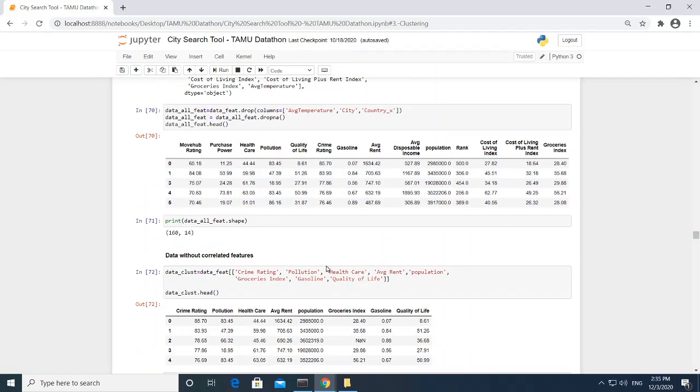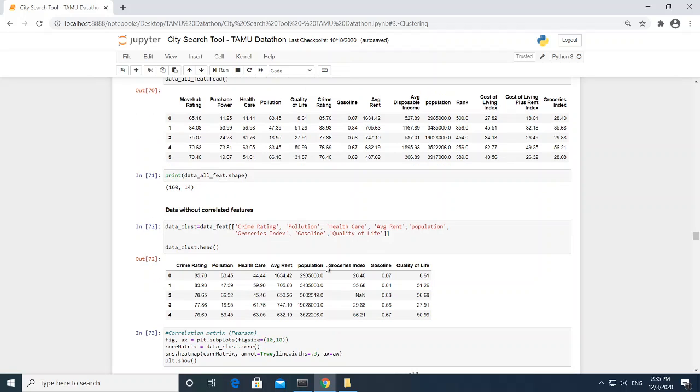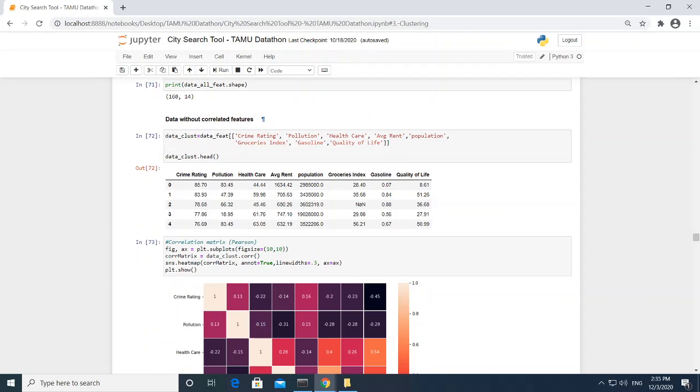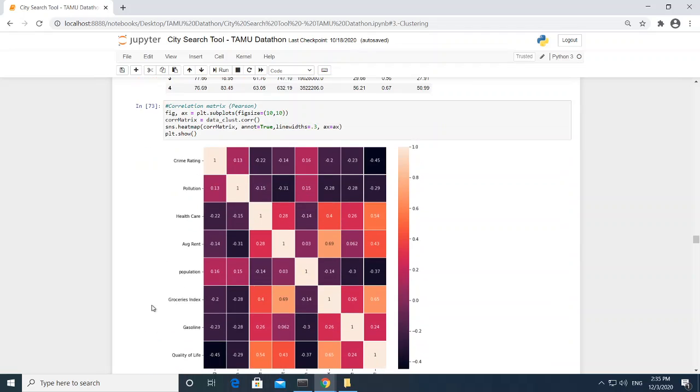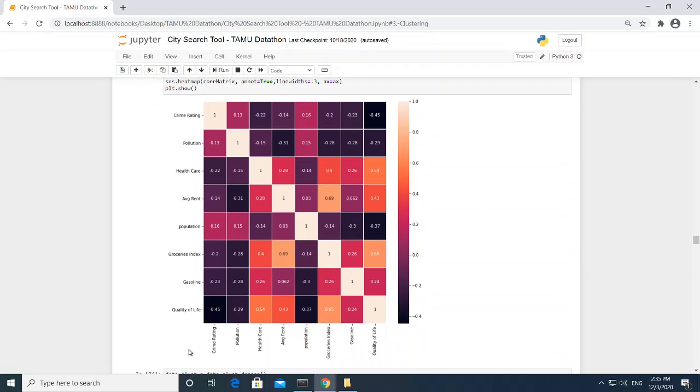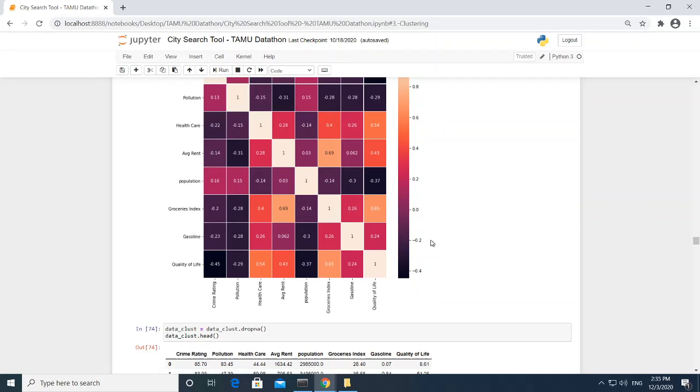And then after all of this analysis, we decided to only choose the ones that were uncorrelated. And then we constructed a final correlation matrix with our final features. And these are just the features that display a relatively low correlation.